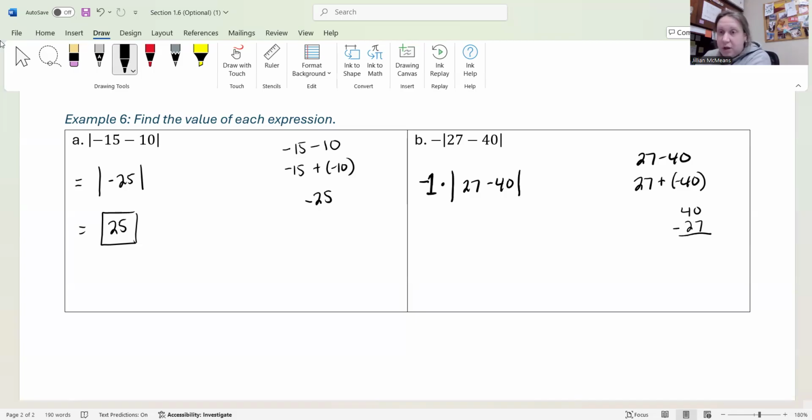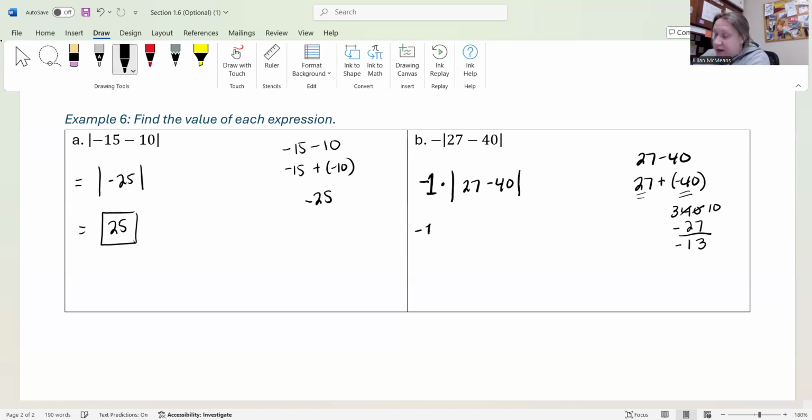If you can't do this one in your head, do the side work. I cannot take 7 from 0, so I borrow from the 4. 4 becomes 3. 0 becomes 10. 10 minus 7 is 3. 3 minus 2 is 1. So we have 13, but is it positive or is it negative? Well, I had 27 positives, but I had 40 negatives. That means I have more negative than positive. So this 13 is negative.